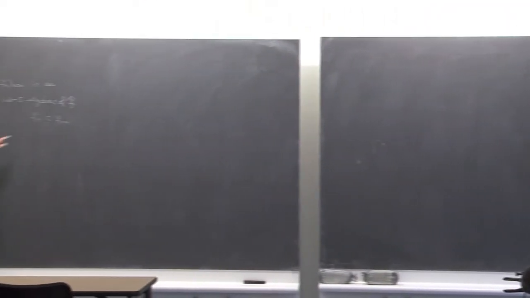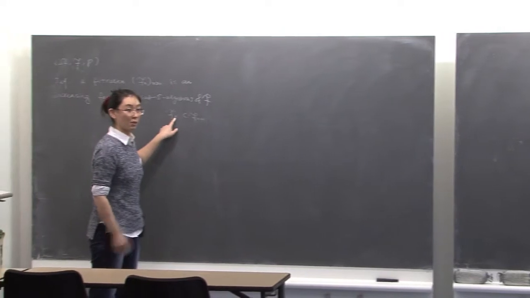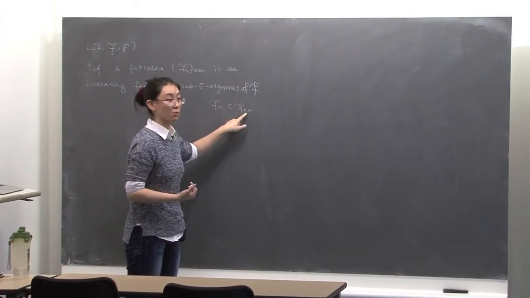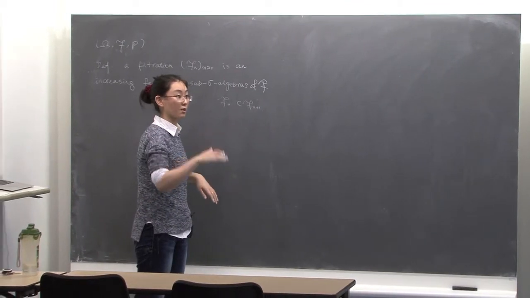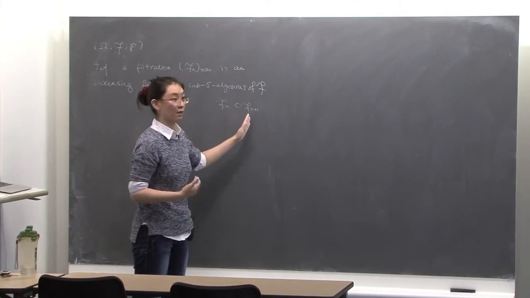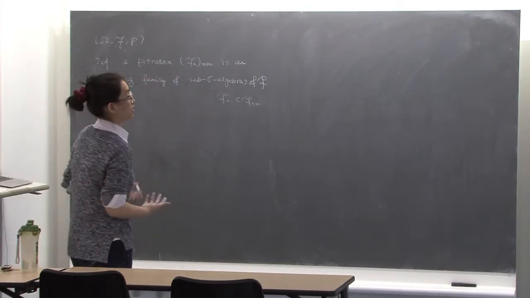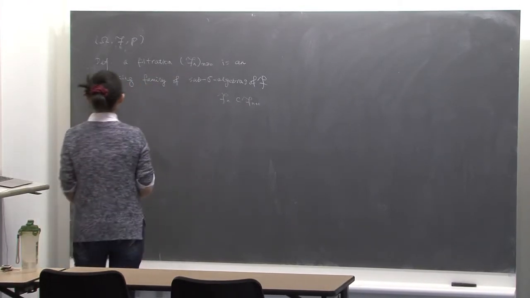Roughly speaking, this says that Fn is all the information we know by time n, and Fn plus 1 is all the information we know by time n plus 1. This is an increasing sequence because as time passes by, we have more and more information. So a filtration is just an increasing family of sub-sigma algebras.